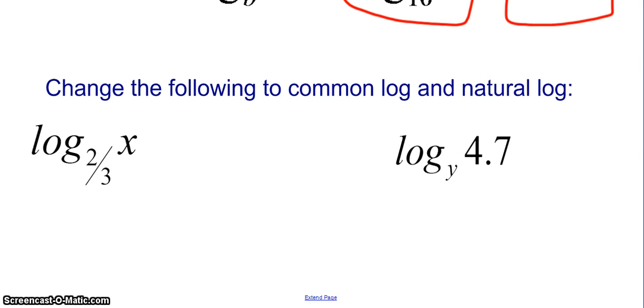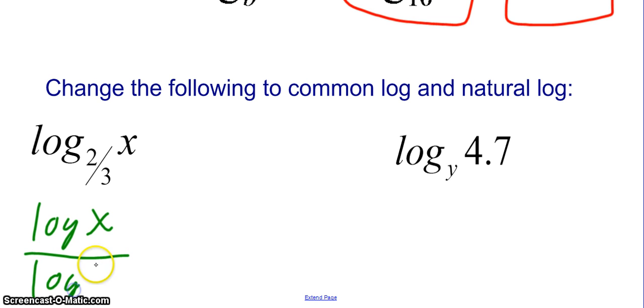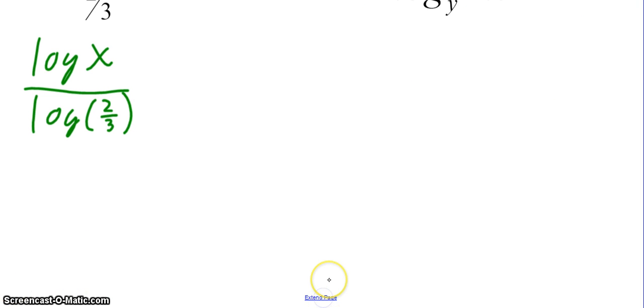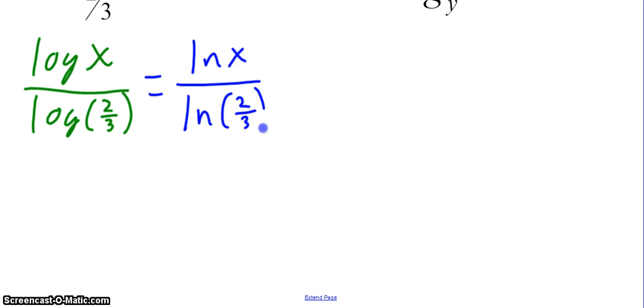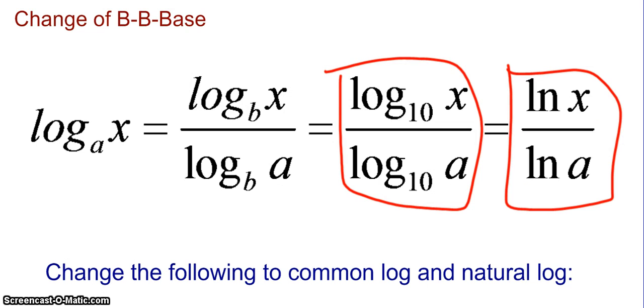So if we want to change the following to common log and natural log, and I have log base 2/3 of x, well, to change it to common log, this would become log x over log 2/3. To change it to natural log, it becomes natural log of x over natural log of 2/3. Also, just to emphasize that you don't have to go from log base a of x to common log and then to natural log. All of these are equivalent.